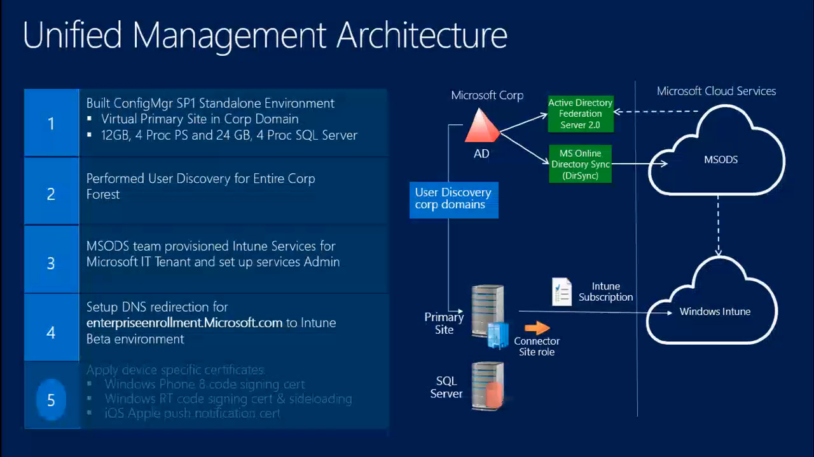On the config manager side, we set up the Intune subscription and the Intune connector role. So the Intune subscription and the Intune connector role is always set up on the topmost node of your hierarchy. So in this case, we have a flat hierarchy with a single primary site. So the Intune connector and the subscription role were set up on the primary site itself. In case you have a multi-tier hierarchy with, say, a CAS and multiple primary sites, then the connector and the subscription role will always be set up on the CAS.